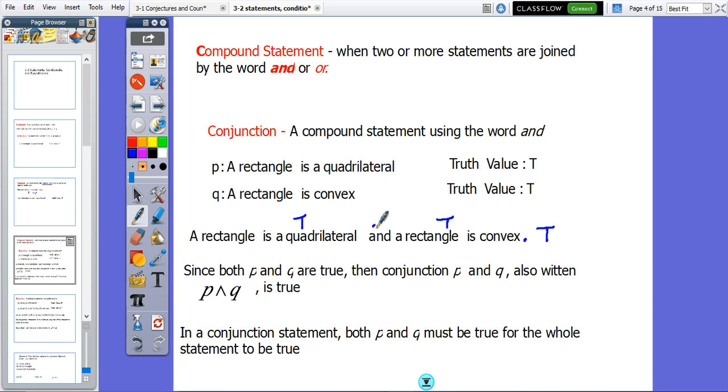Now, you use this up arrow symbol right here. We use that to represent the word and. So when we combine our P statement and our Q statement, we say P and Q. Since both P and Q are true, then the conjunction is true. At any point, if one of these 2 statements is false, then the whole thing is false. With the conjunction, the power of and says this first thing has to happen and the second thing has to happen. So if at any point one of them is false, the whole thing is false, right?